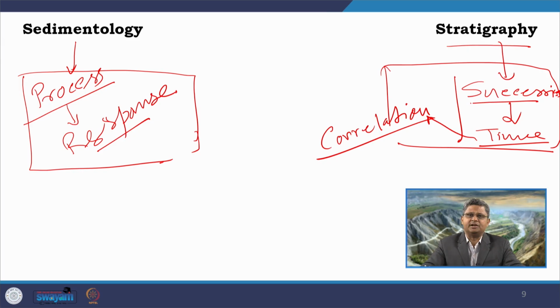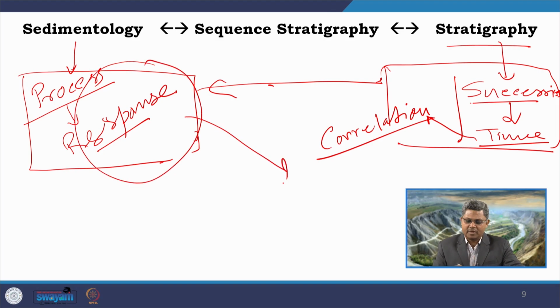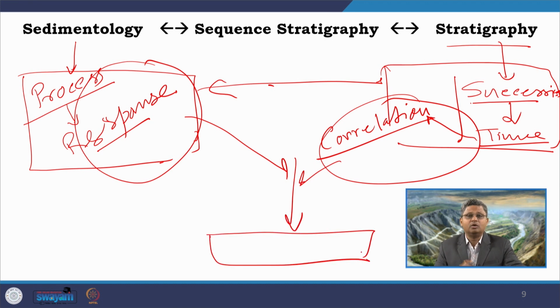So, in case of sequence stratigraphy, what we do is we try to bridge between them. Here we apply this process response model of sedimentology and this time correlation of stratigraphy together, and we try to develop a model which we call a sequence stratigraphic model, where both of these aspects are merged together. So, we try to arrange the sedimentary successions in terms of correlations, in terms of time frame, and we also try to understand how they have formed, what are the processes and the responses with respect to different autogenic and allogenic factors within that particular time frame.